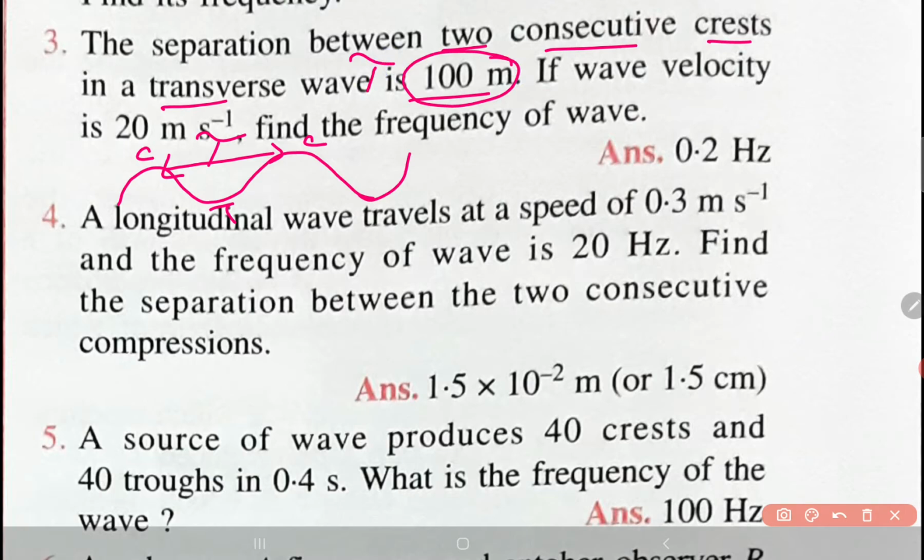If the wave velocity, which is v, equals 20 meter per second, find the frequency of the wave. Now we can use the formula which says v equals f lambda, and thus calculate the value of f. So lambda is given and v is also given. So let us solve this question number 3.